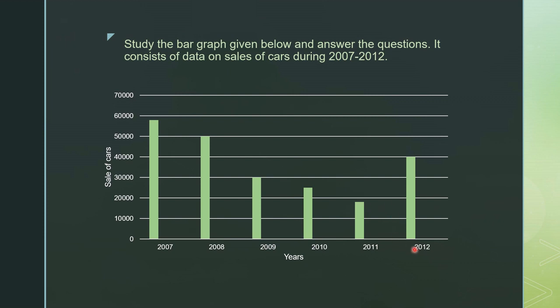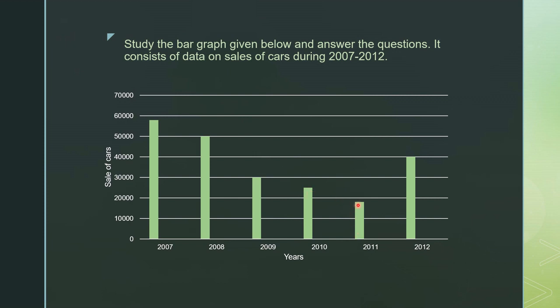And in 2012 the bar chart touches the 40,000 line, so the sales of cars is 40,000. So this is the bar graph. In 2007 the sales of cars is 58,000. In 2008 the sales of cars is 50,000. In 2009 the sales of cars is 30,000. In 2010 the sales of cars is 25,000.